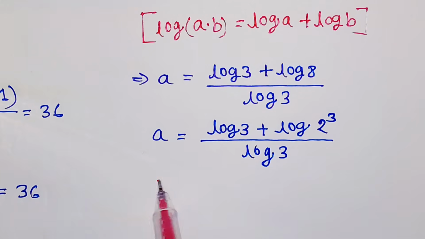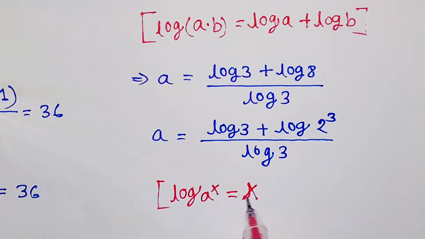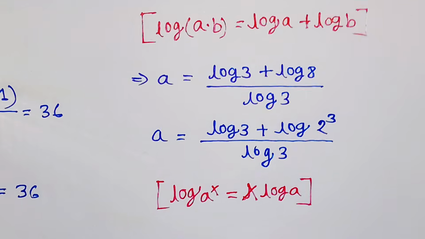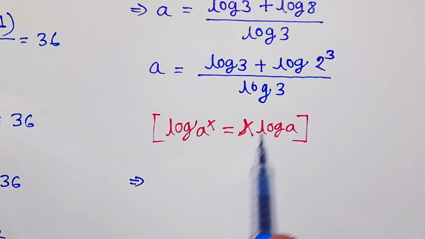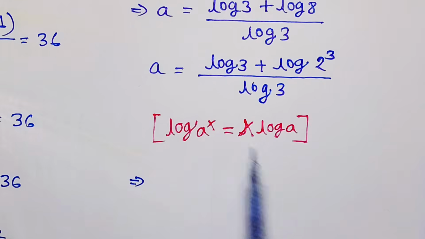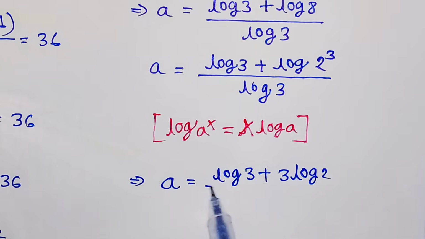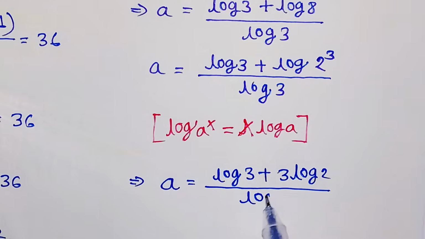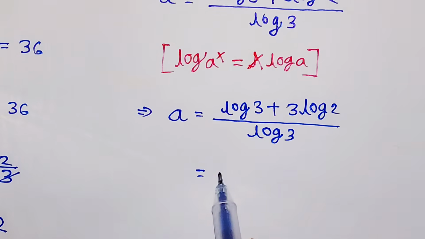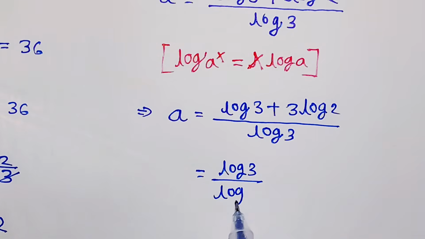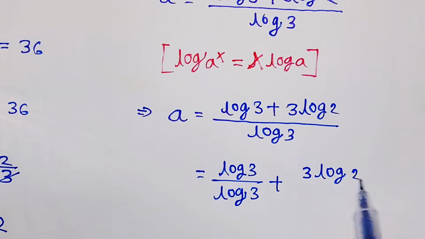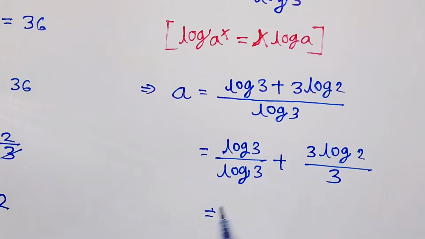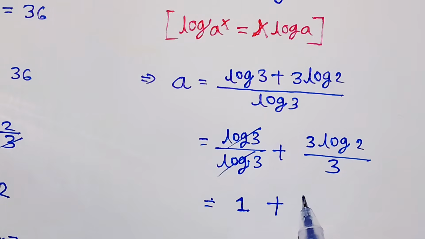Now here we have to use another logarithm formula, log a^x equals x log a. Then we can easily apply this formula in here. Then we can write a equals (log 3 plus 3 log 2) divided by log 3. This Math Olympiad question is simplified in a very easy way. After that we can write log 3 divided by log 3 plus 3 log 2 divided by log 3. Then this log 3 will be cancelled out. Here we get 1 plus 3 times log 2 divided by log 3.